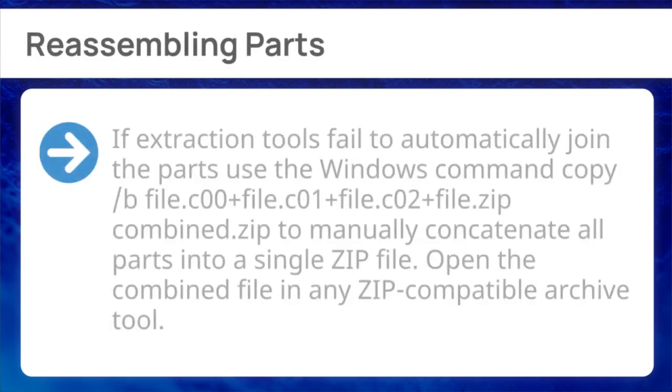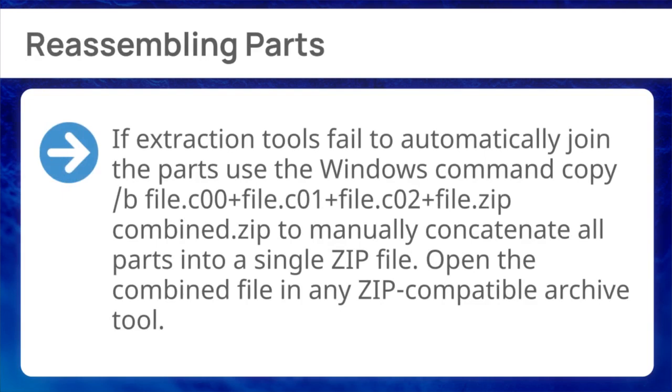Next, reassembling parts. If extraction tools fail to automatically join the parts, use the Windows command copy /b file.C00 + file.C01 + file.zip combined.zip to manually concatenate all parts into a single zip file. Open the combined file in any zip-compatible archive tool.